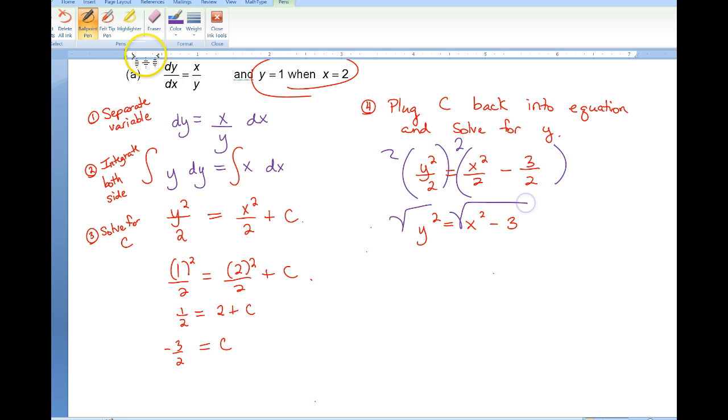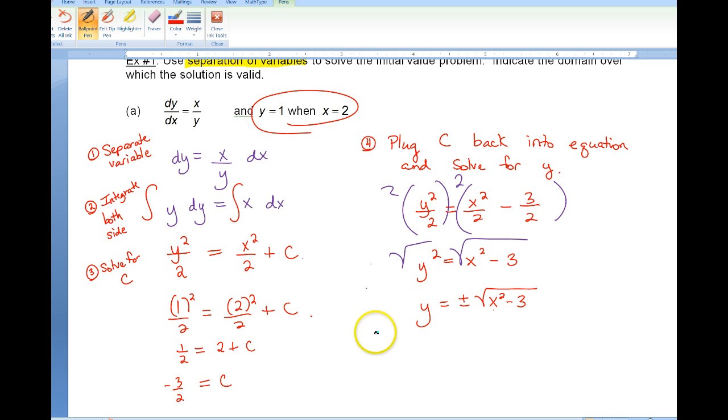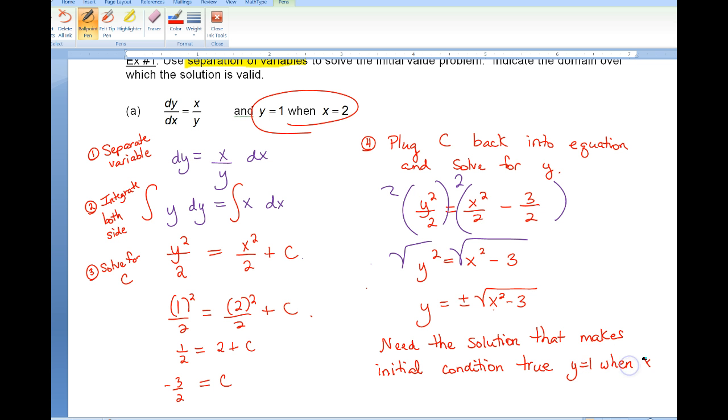Now, when we get the square root of both sides, technically we do get plus or minus, but we only want 1. We need the solution that makes the initial condition true. Now, our initial condition was y equals 1, right, y equals 1 when x equals 2.